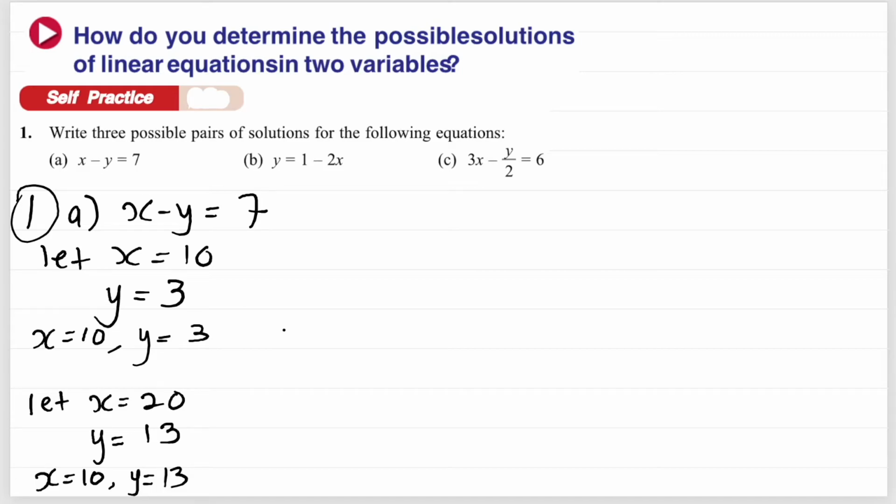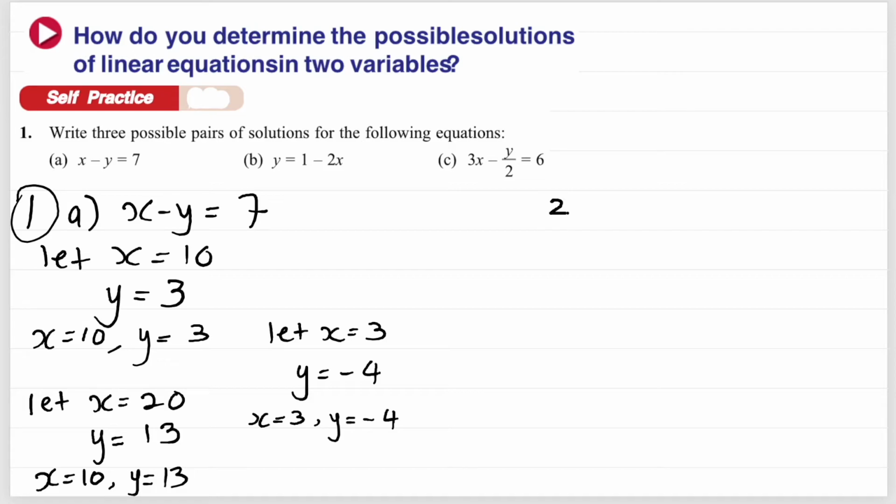Satu lagi. So kalau kita nak buat apa lagi? So cuba kita let x tu nilai yang kecil. So x sama juga dengan 3 contoh. So kalau x 3, you rasa y dia berapa? 3 tolak berapa dapat 7? So you akan dapat jawapan ni adalah negatif 4. Because 3 minus 4, you get 7. So another answer is x is equals to 3 and y is equals to negative 4. So that's how you write the possible pairs. Tengok lagi satu contoh.